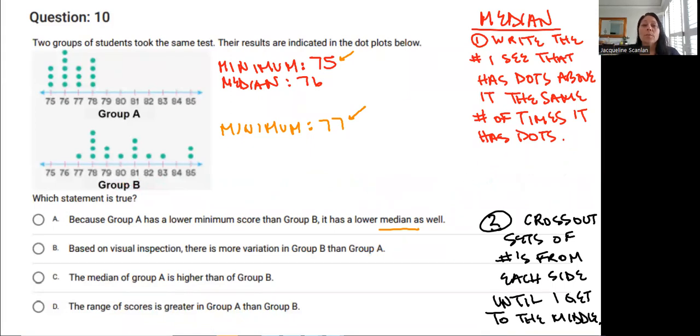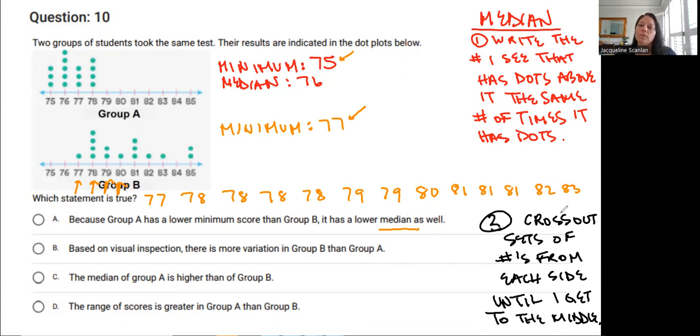All right, so I'm going to write down all of the numbers. I'm going back to step 1, right? I'm going to write down all the numbers that I see with dots above them. So there's a 77, I see it once. There are 4 78s, so I'm going to write it down 4 times. There are 2 79s. There's 1 80. I'm going to run out of room again. There's 3 81s. There's 1 82. There's 1 83. Shoot, there's 2 85s. I'm going to have to squeeze 85 and 85.